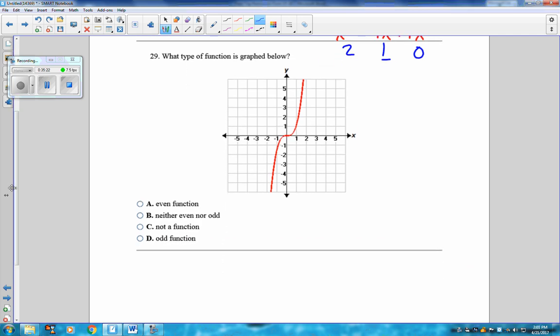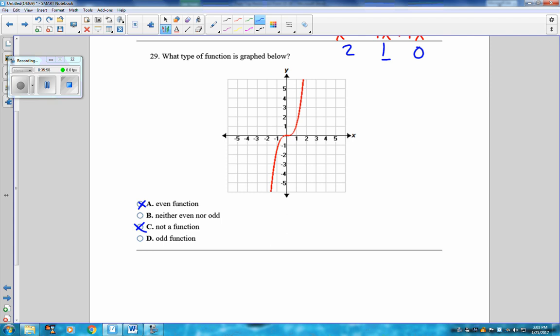Alright. Question 29 says, which type of graph is below? Is it even, odd, neither, or both? In order for a graph to be even, you have to be able to fold it along the y-axis and it looks the exact same on both sides. If I fold this along the y-axis, I would get something that should look like this. And I don't. So this is not even. So I know it can't be A. But it is a function, so I know it can't be B, C.